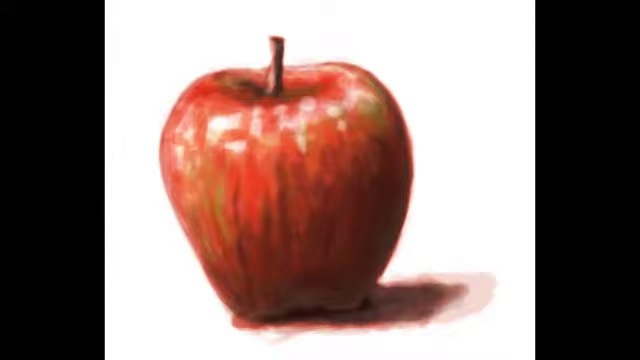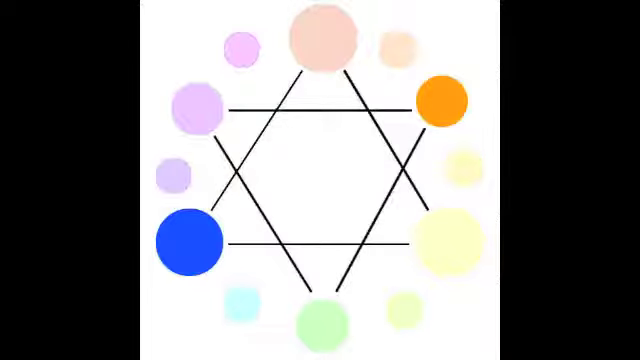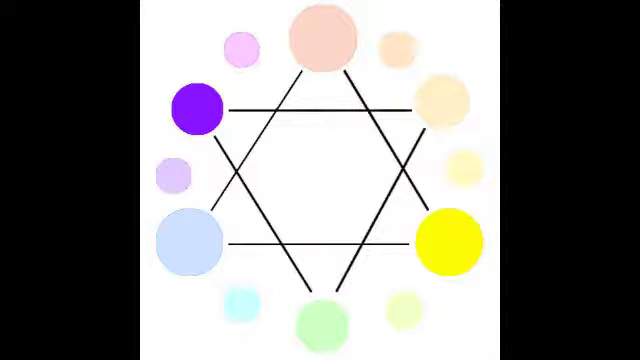Now let's look at color theory for a moment. Here's the color wheel, and the color wheel is an organized way of arranging the colors. Certain relationships exist on the color wheel. For example, complementary colors are directly across from each other. Blue and orange, purple and yellow, and red and green are a few examples of complementary colors.